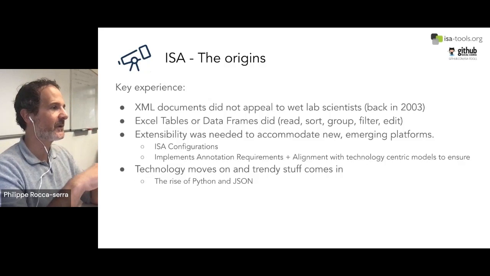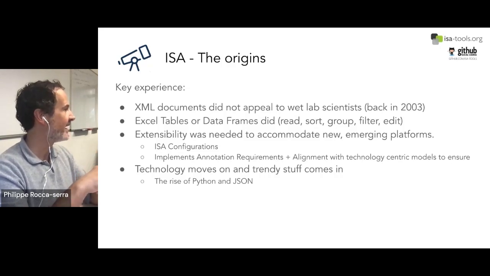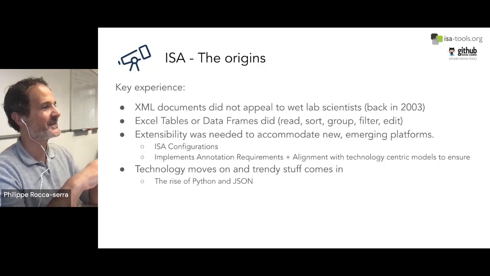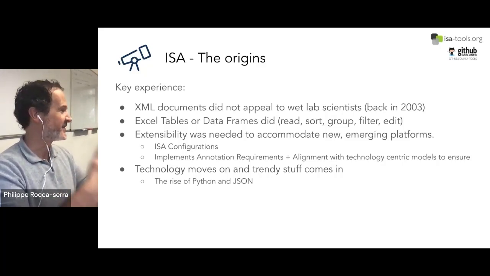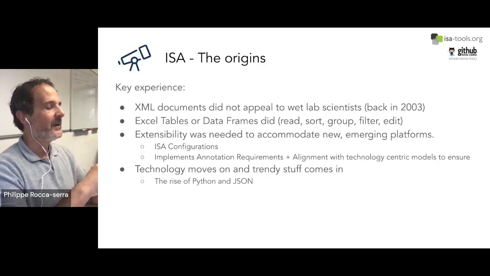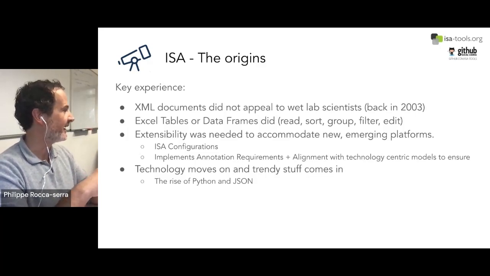In those days, the formats that were mostly manipulated were fairly large XML documents. Large, I mean large in 2003, which was like 100 megabytes, for instance, which was difficult to parse. But that was, again, the difficulties of technology and maturity as well. And basically, for wet lab people, it was extremely hard to open an XML file. So that was the reason why we needed a presentation layer.